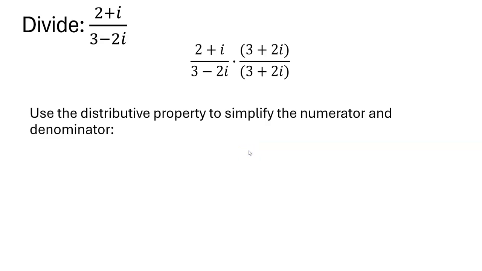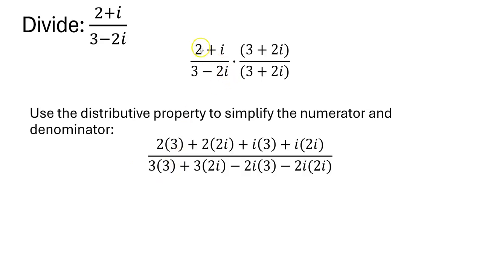Now I'm going to write all of this out using the distributive property. So in the numerator, we take the 2 and we distribute it to both the 3 and the 2i. Then we take the i term and distribute to the 3 and the 2i. In the denominator, same thing. Distribute the 3, distribute the negative 2i. So you can see all of the pieces there.